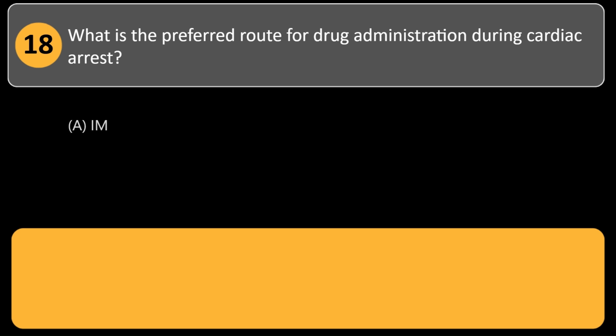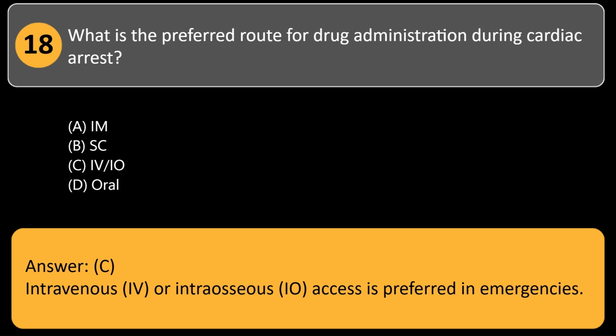What is the preferred route for drug administration during cardiac arrest? A. IM. B. SC. C. IV/IO. D. Oral. Answer: C. Intravenous, or intraosseous, IO, access is preferred in emergencies.